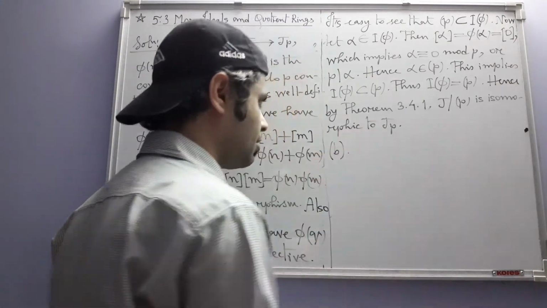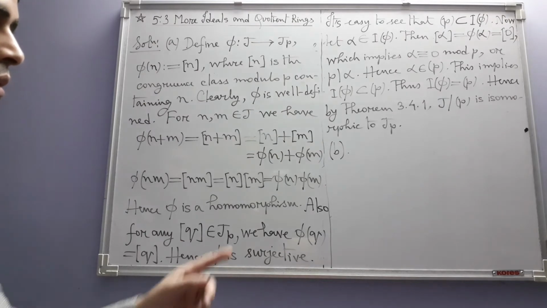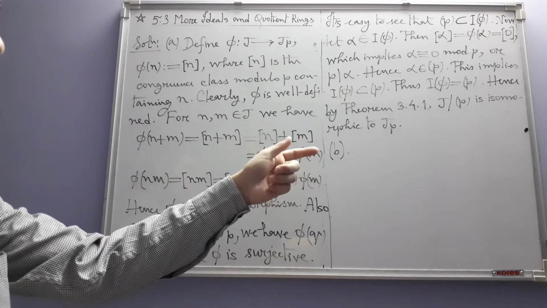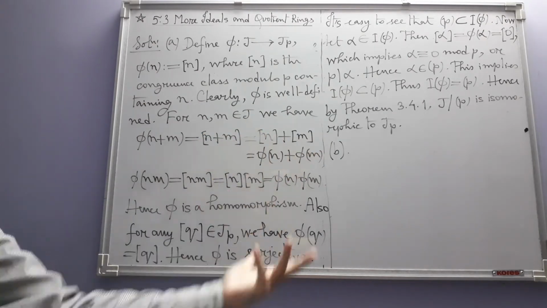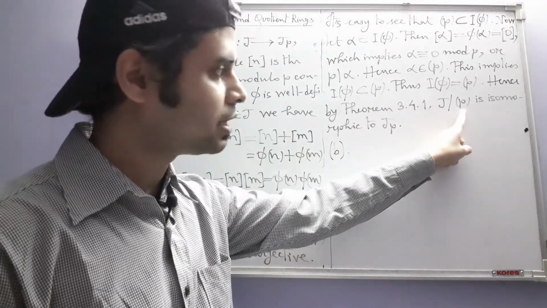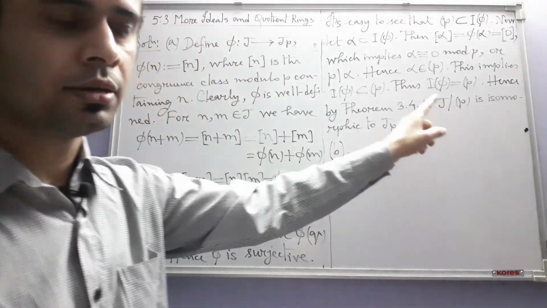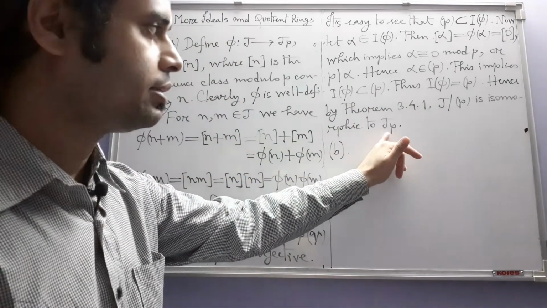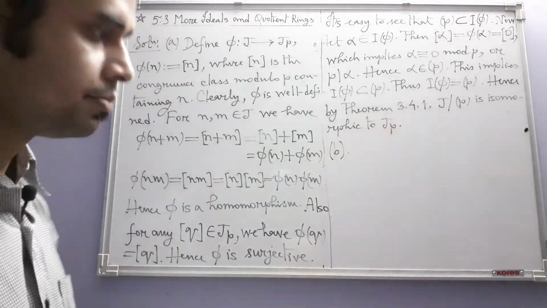Now we come to part B. Using this fact, and theorem 351, which says that such a quotient is a field if and only if the ideal is maximal, we have to conclude that J_p is a field.